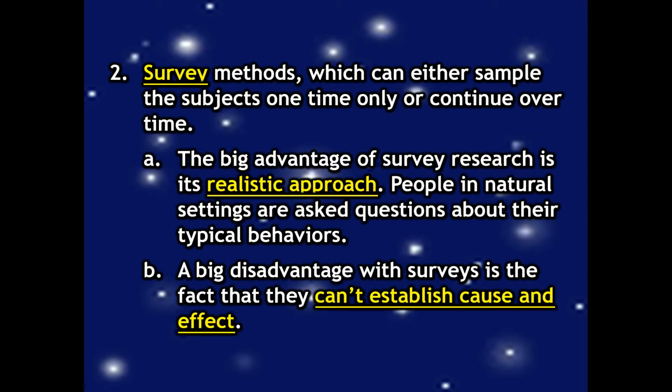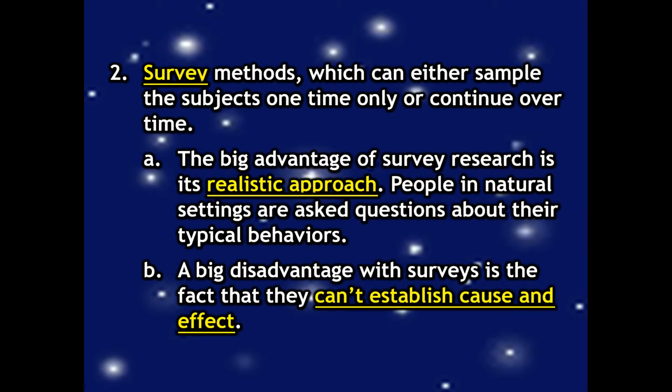Survey methods, second scientific method that we'll talk about. This can happen with either samples of subjects over just one particular instance, or they can happen continually over time. The big advantage here of survey research is its realistic approach. People in natural settings are asked questions about their typical behaviors. So it's that idea of someone approaching and saying, what do you think? What is your reaction to this? What do you know about this? And it's kind of living in that moment.